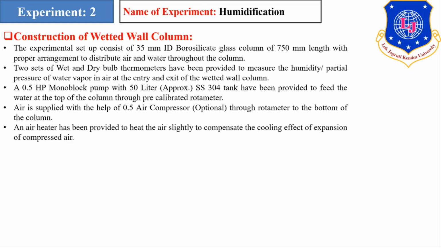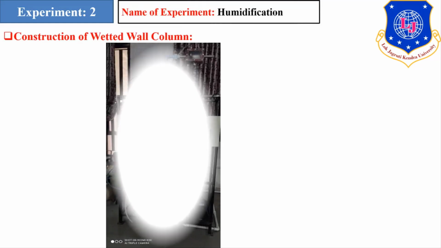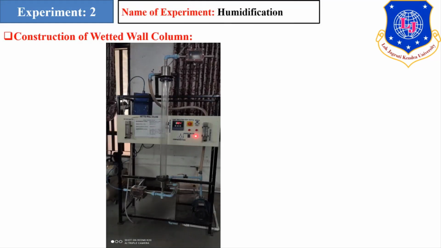So basically after passing through the rotameter, the air will be passed through the air heater, which is provided to heat the air. Okay, so this is the construction of the wetted wall column, and here this is the equipment which is being used for this experiment.